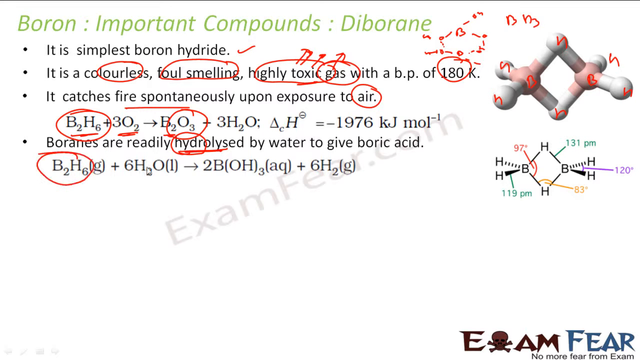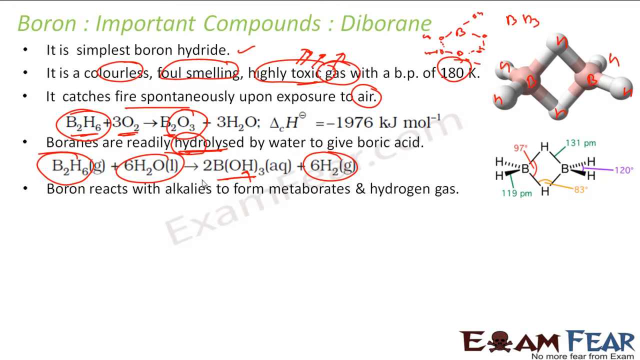So you have B2H6 diborane, you react with water, it forms B(OH)3, boron hydroxide, and gives hydrogen gas, right? This is nothing but boric acid. So the moment diborane reacts with water, it gives boric acid easily. If you want to prepare boric acid, you can do it with diborane itself. You have diborane, just hydrolyze with water and you get boric acid.